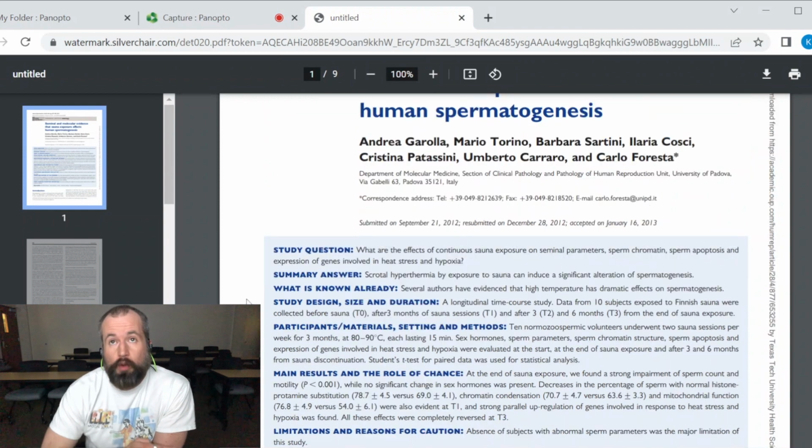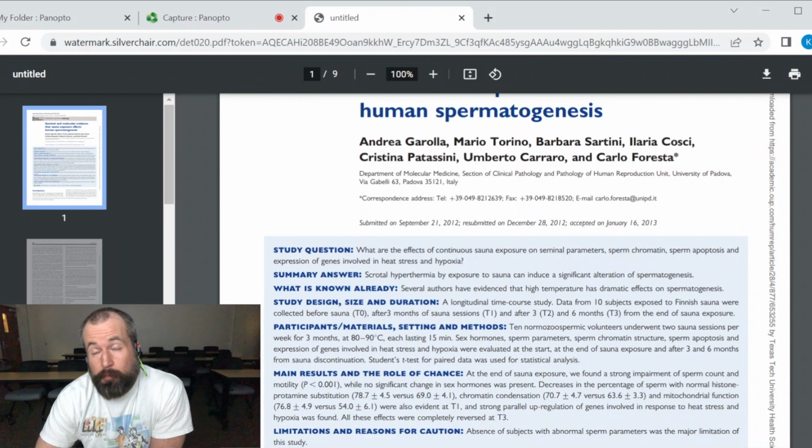Study question. What are the effects of continuous sauna exposure on seminal parameters, sperm chromatin, sperm apoptosis, and expression of genes involved in heat stress and hypoxia? Summary answer. Scrotal hyperthermia by exposure to sauna can induce a significant alteration of spermatogenesis. And here is the study design. It's a longitudinal time course study.